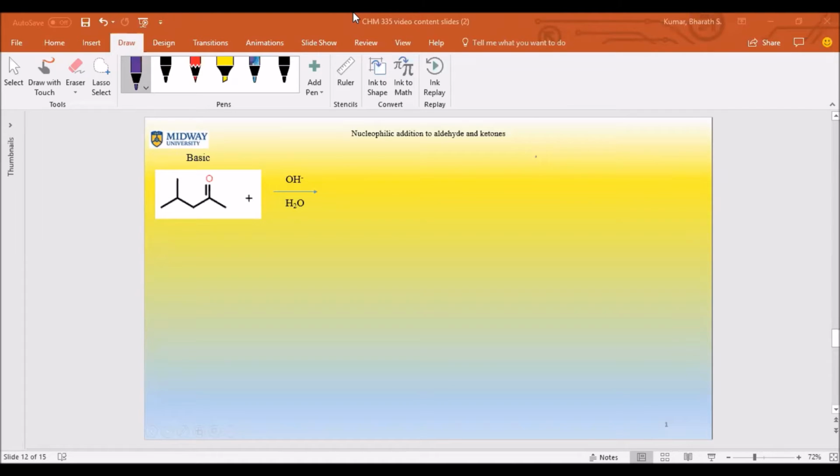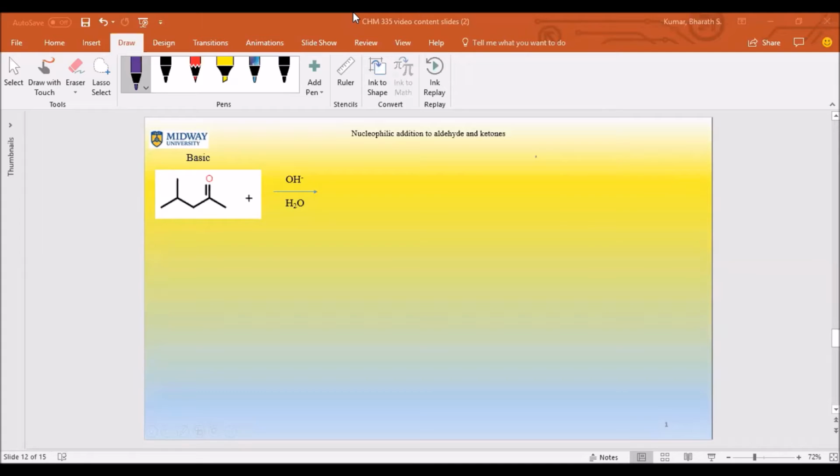In both these videos I'm going to express the mechanism with respect to a ketone, which is this, because there are no hydrogens on either side. If there are hydrogens, I will show you. The mechanism is exactly the same for an aldehyde. I'm going to show you two mechanisms, both with respect to a ketone, but the mechanism is the same for an aldehyde as well. The products will be different, but the mechanism itself is the same.